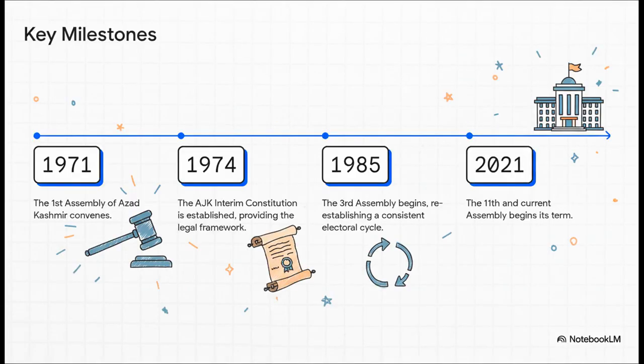If you look at the timeline, you can see some really crucial moments. It all kicked off in 1971. Then, just a few years later in 74, you get the interim constitution. That's the legal DNA that the assembly still runs on today. 1985 was another big year, getting regular elections back on track after some bumps in the road. And that brings us all the way to the 11th Assembly, which is the one in session right now.